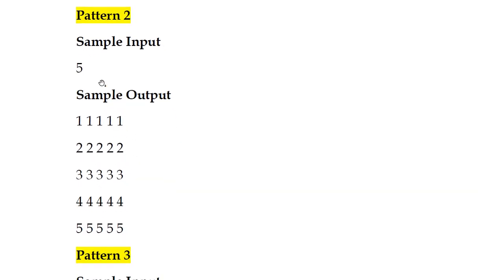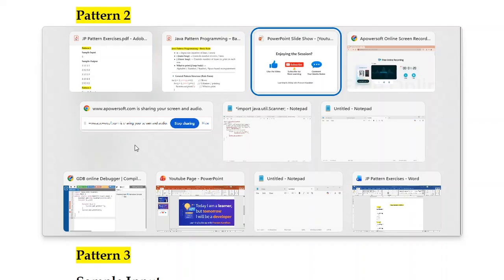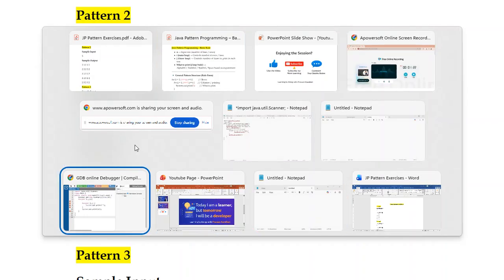First, as usual, observe your sample input and output. If my sample input is 5, the output is 5 lines. In each and every line I'm printing 1 2 3 4 5. So what does it indicate? As usual, go to the template. Afterwards I'll tell you the logic.